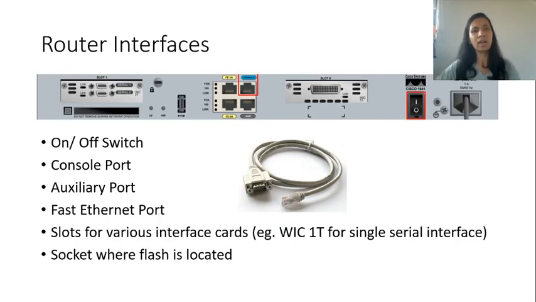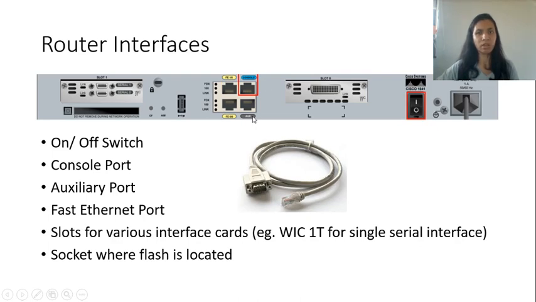Next, let's take a look at the various router interfaces. So the image that you can see here, this is how your router would look like. The router has got different types of interfaces which are present. You would find an on off. This is a power on off switch which is present. You can power on or off your device using this switch.